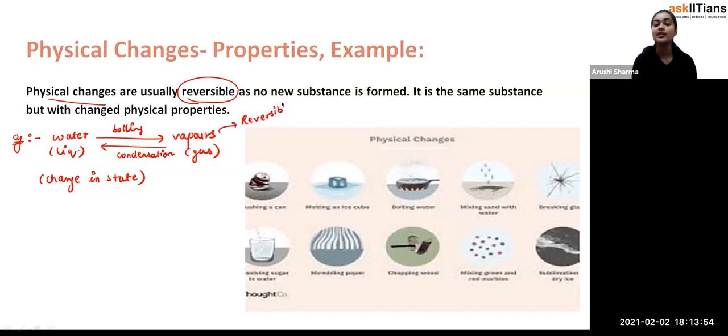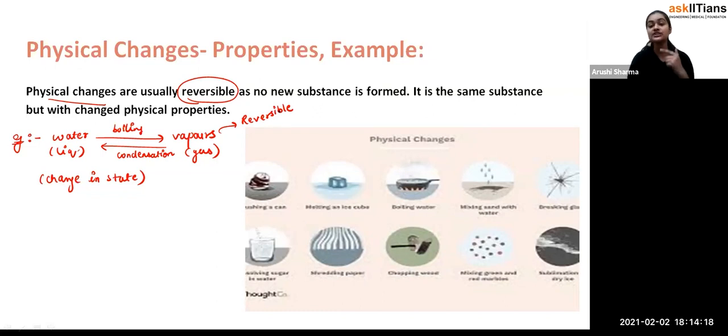So student, usually physical changes are reversible in nature, but it's not that every physical change is reversible. For example, if I talk about a plant, when a plant grows you can see a change in size, a change in length. But once the plant has grown up, we can't reduce its size. Exactly, so it is a type of irreversible change.